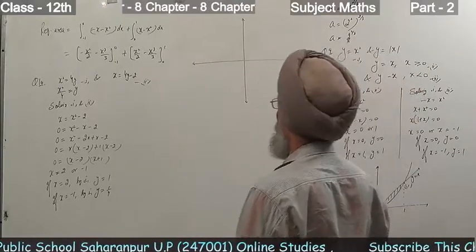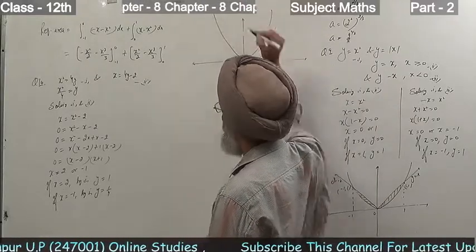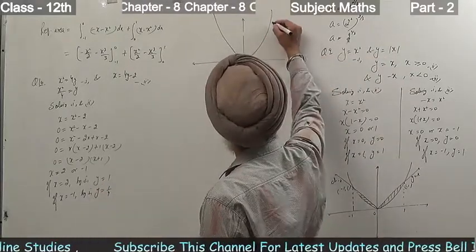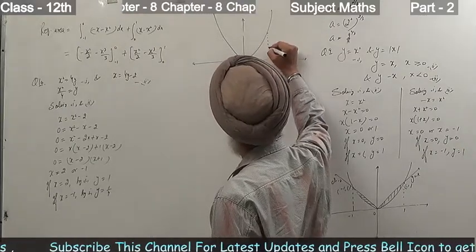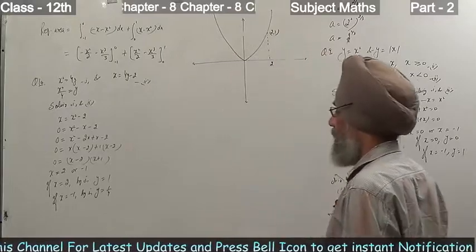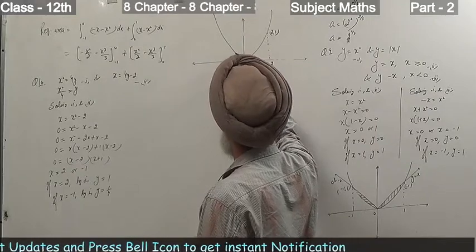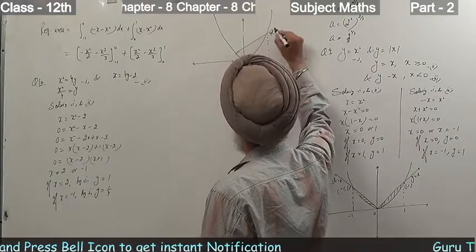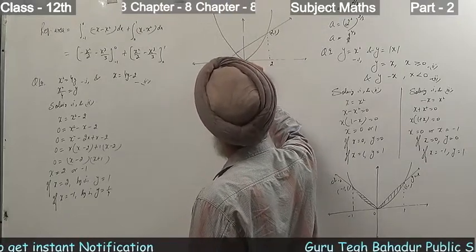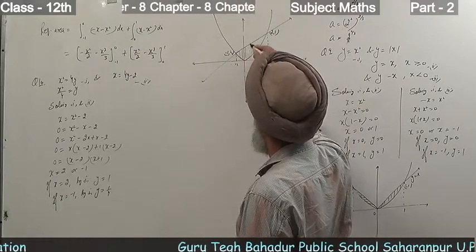x square is equal to 4ay, this is a parabola we have to make here. Now points of intersection are 2 and 1. Another point of intersection is minus 1 and 1 upon 4. So this one is minus 1 and 1 upon 4. So we have to find this area.